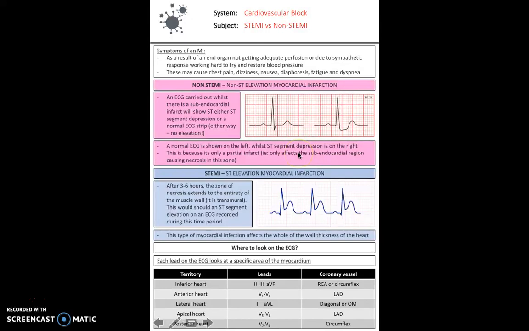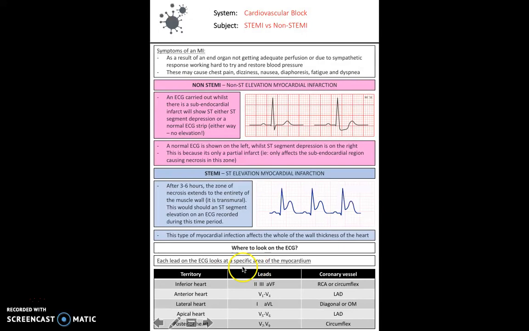In other words, it's only affected the subendocardial region, causing necrosis within this zone, the most inner layer of the heart wall. A STEMI, on the other hand, is a transmural infarct. It's affected the whole of the muscle wall, and the ST segment will be elevated, as it can be clearly seen in comparison to a normal ST segment here. The ST segment is elevated on this ECG.